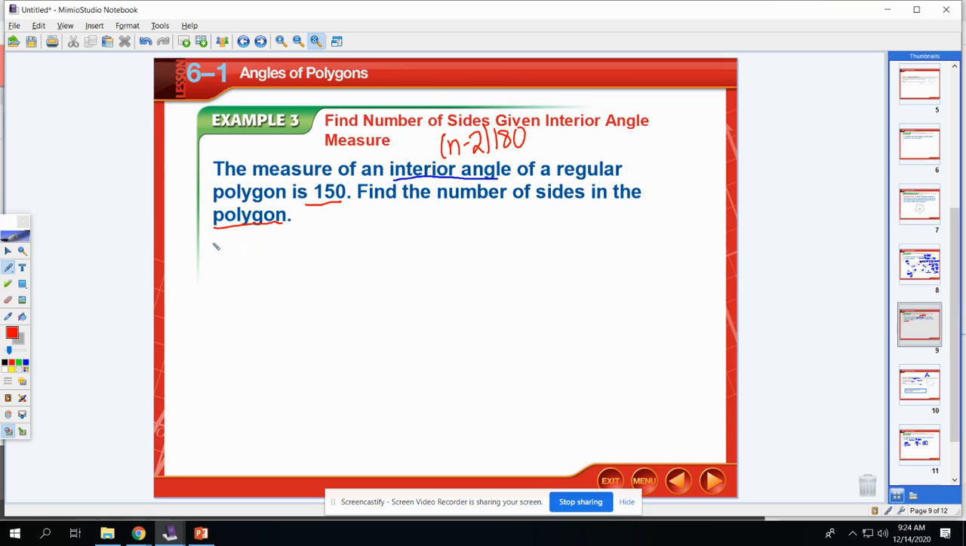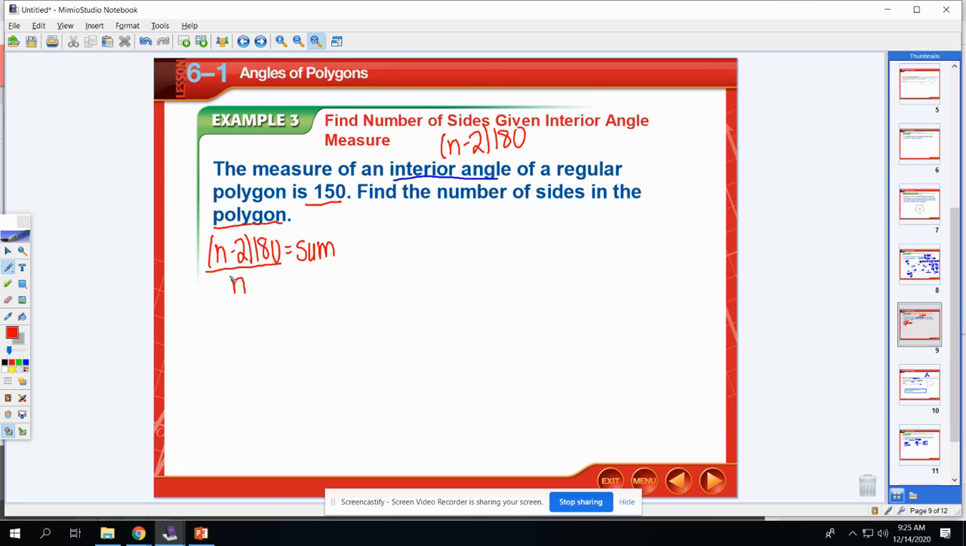N minus 2 times 180. I'm actually going to write it over here. N minus 2 times 180. And that always gives us the sum of all of those interior angles, right? So we know, based on some previous questions here, if we multiply n minus 2 times 180 to get us the sum, and we wanted to figure out how many degrees were in each angle, that we would divide n minus 2 times 180 by the number of sides, right?